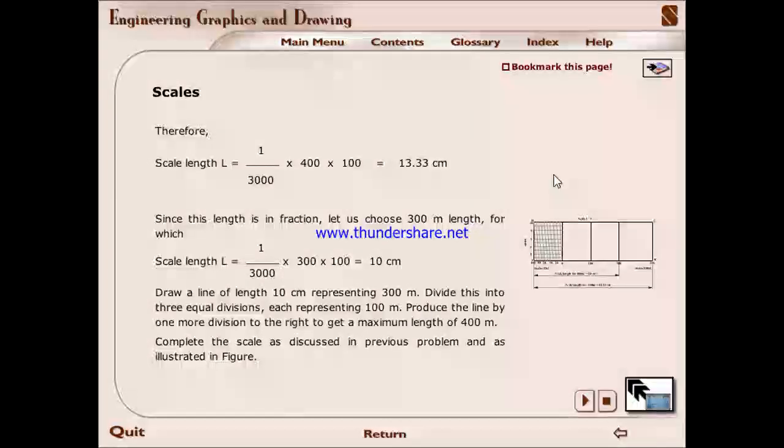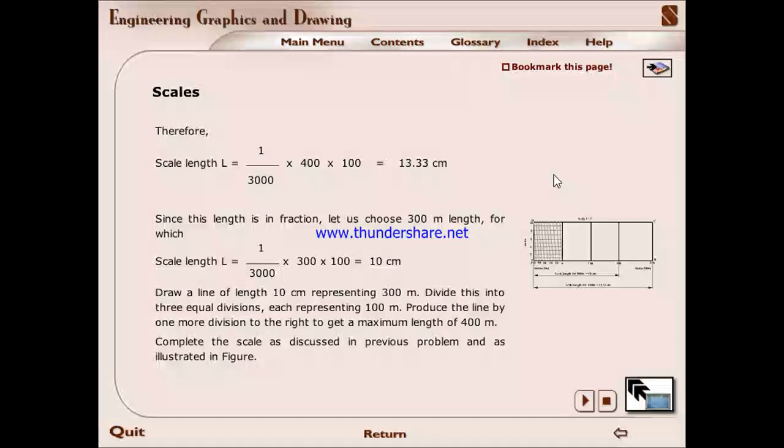Now scales. Therefore, scale length L is equal to 1 by 3000 into 400 into 100, which is equal to 13.33 centimeters. Since this length is in fraction, let us choose 300 meters length, for which scale length L is equal to 1 by 3000 into 300 into 100, which is equal to 10 centimeters.